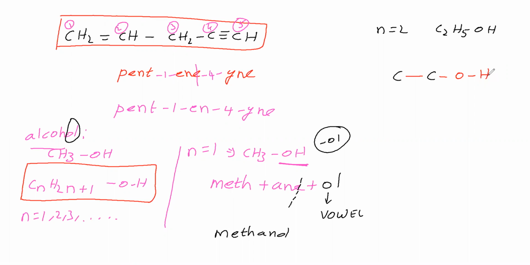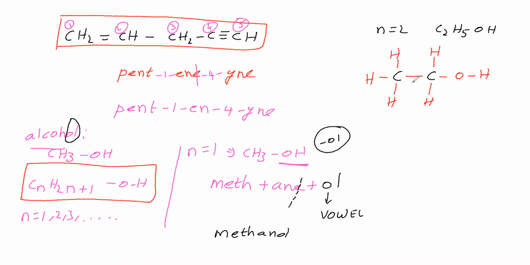Hydrogen will always make only one bond. Carbon will make four bonds. Already two bonds are there, so for the remaining two bonds you give hydrogens. Here only one bond is there on this carbon, so for the remaining three bonds you give hydrogens.